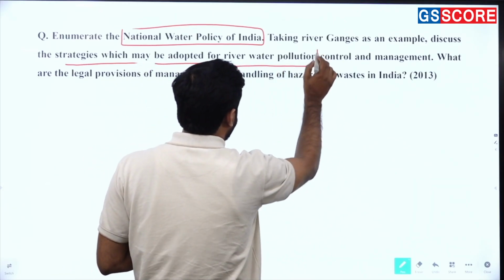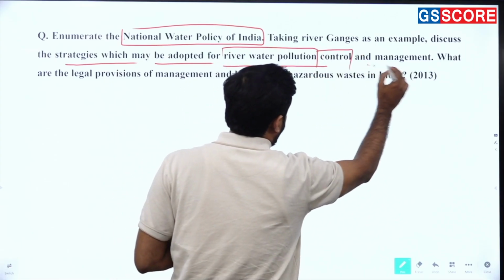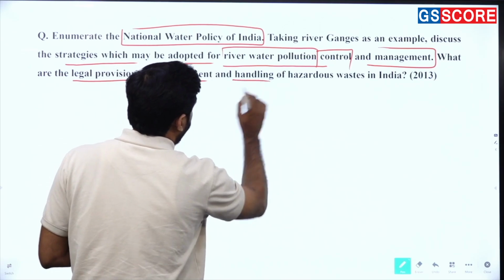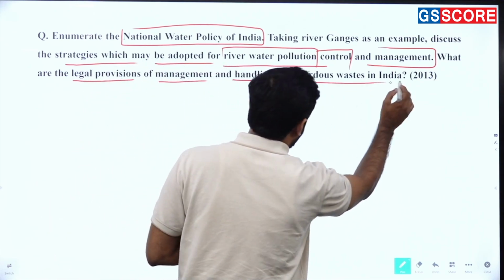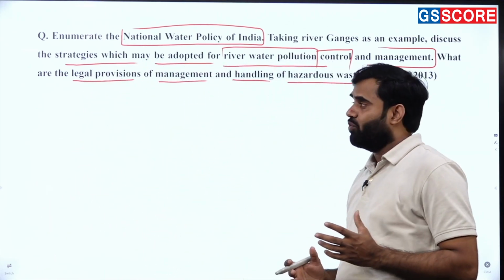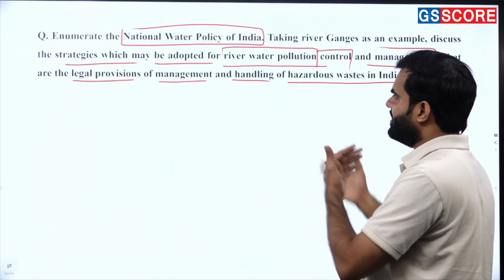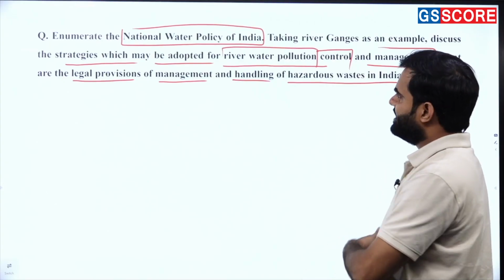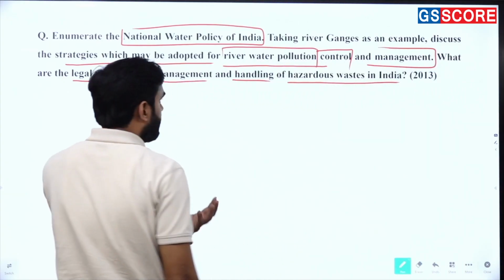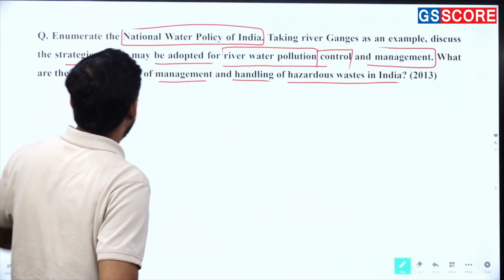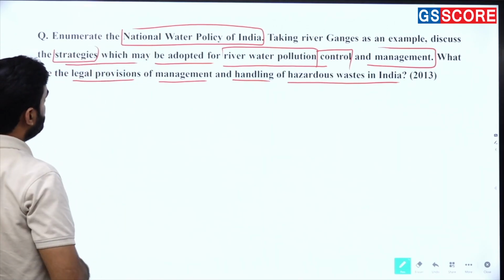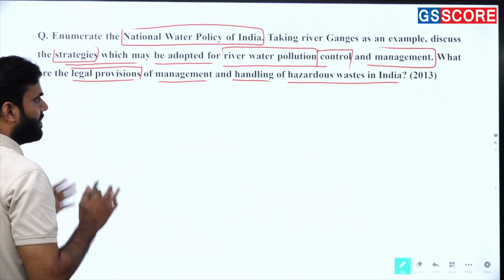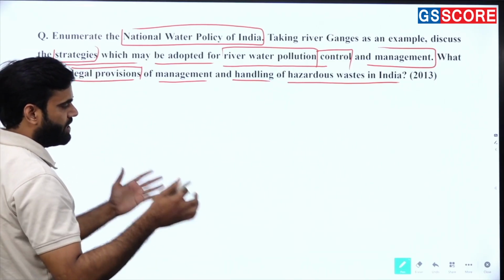river water pollution, control and management. What are the legal provisions of management and handling of hazardous waste in India? You know that this is a question which has different phases. The first phase of the question is talking about national water policy. Second, Ganga as an example, discuss the strategies which may be adopted for river water pollution, control and management. In the last one, you will notice, what are the legal provisions of management and handling of hazardous waste in India.